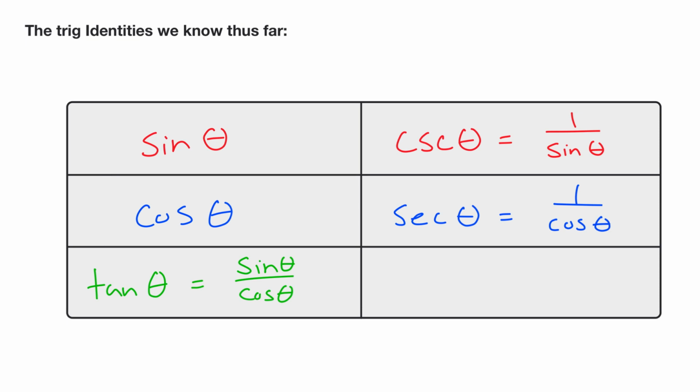And then the last one of the 6 that we know is cotangent of theta, which technically has 2 different identities. Cotangent could be written either as 1 divided by tangent, or it could be written as cosine divided by sine. So this one's kind of a 2-parter. Depending on the circumstance, one of those 2 identities might be more or less useful than the other. What we are going to be doing in this lesson is utilizing these identities to simplify expressions that have trigonometry in them.